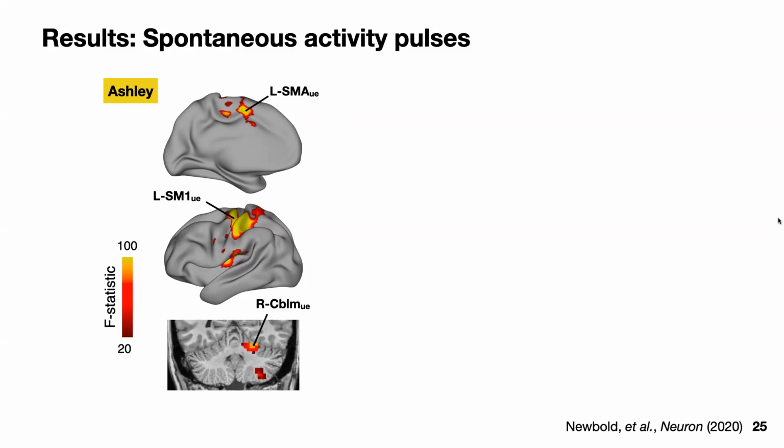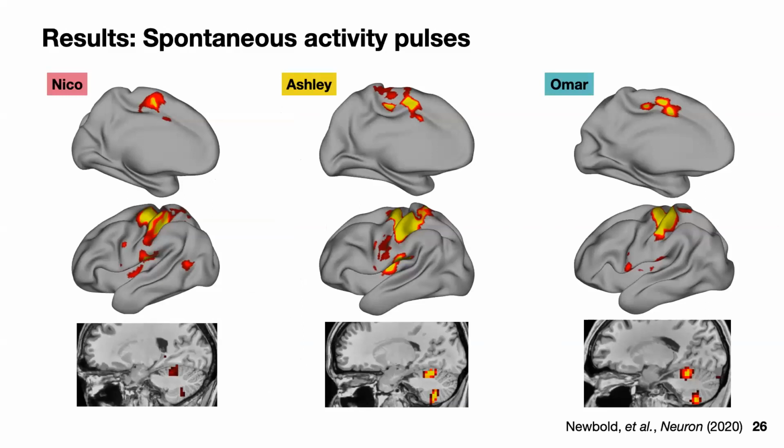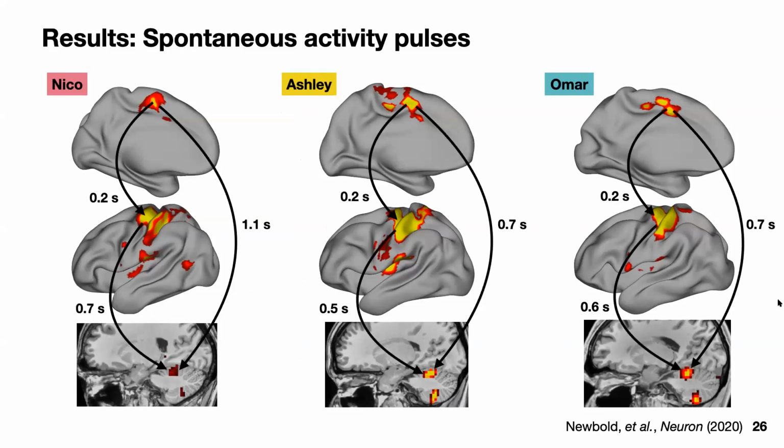And they don't happen simultaneously in each of these regions. They actually start earliest in the supplementary motor area, and then they spread through the circuit. They go to the primary somatomotor cortex next, and then the cerebellum last. And these patterns were very consistent across our participants, both in the anatomical regions involved and in the actual magnitudes of the time delays between these regions. So in every case, you can see that we get these pulses starting in the left supplementary motor area, then spreading to the left somatomotor cortex, and then ending up in the right cerebellum.